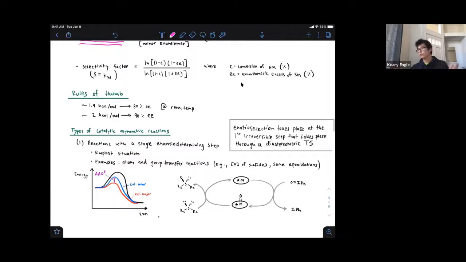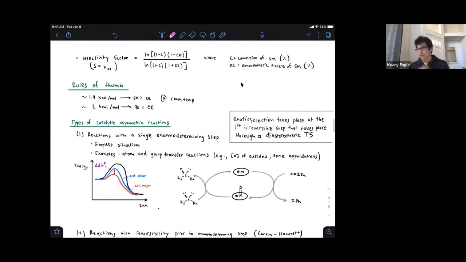And then some rules of thumb that I find personally helpful are just thinking about what are the actual energy differences, what are the actual delta delta G double daggers involved when we're talking about a reaction that's 80% EE or 90% EE, and those are shown here. So a delta delta G double dagger of 1.6 kcal per mole translates to about 80% EE, and then only a 0.6 kcal per mole increase gives you 10% more in EE.